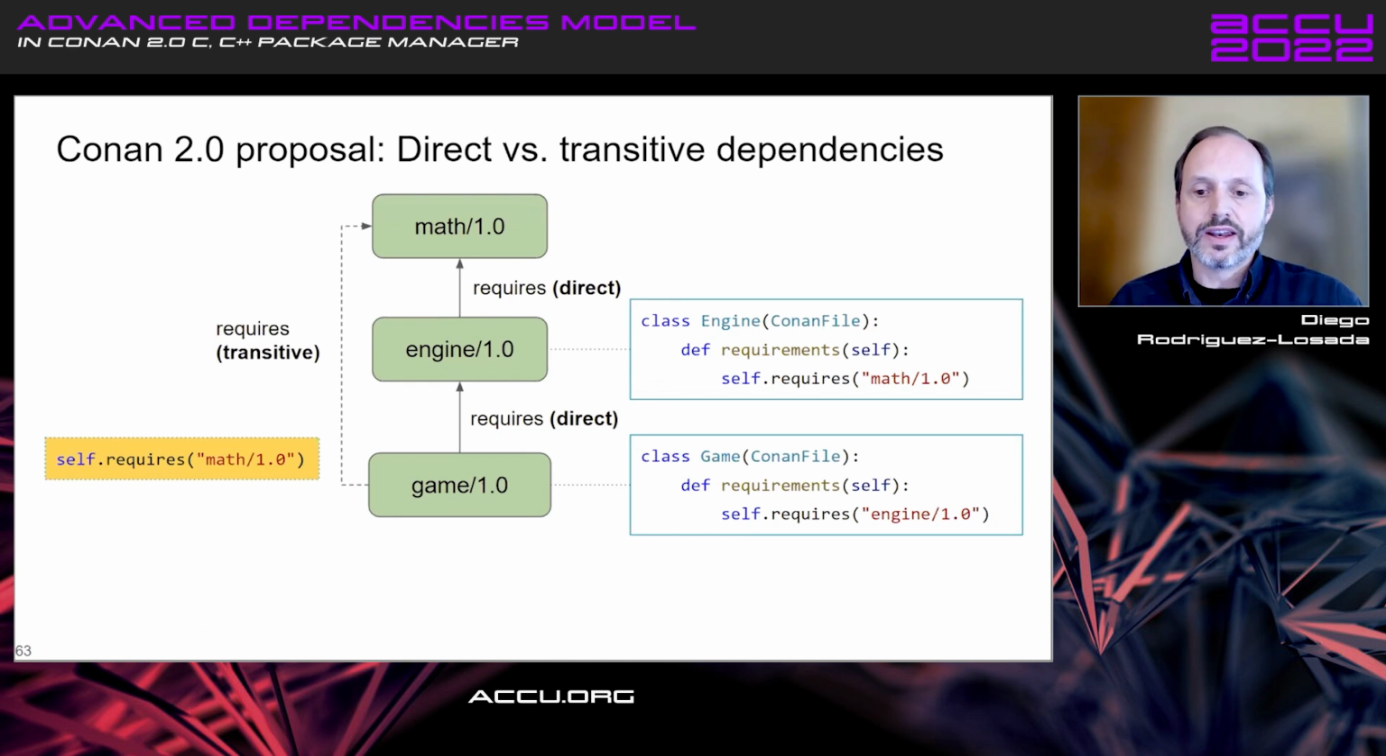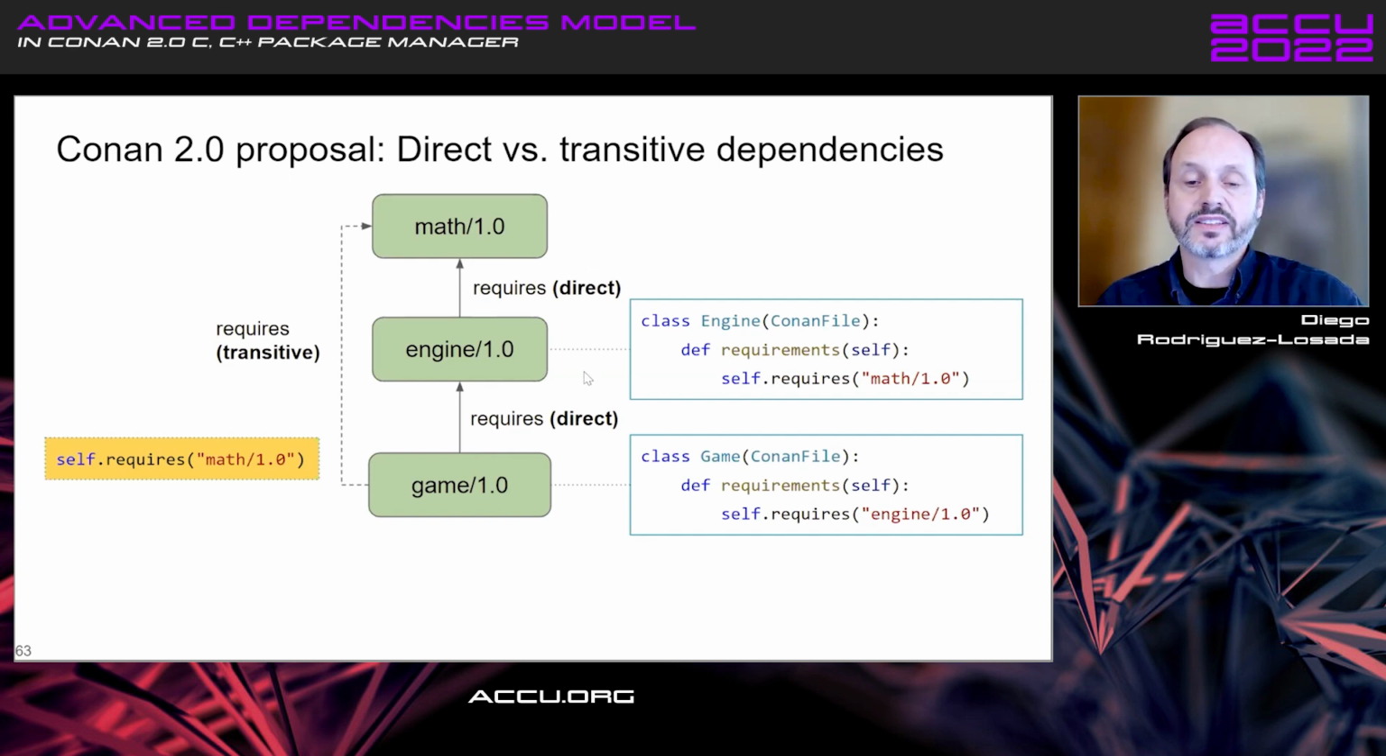Okay. And then the very interesting thing is how the transitive requirements are propagated. So we define two different types of requirements, of course. First, the direct explicit requirements are those that are defined in recipes. So we have the game that contains a direct explicit requires to engine, and we have engine that defines explicit requires to math. Okay, those are direct requires and represented here.